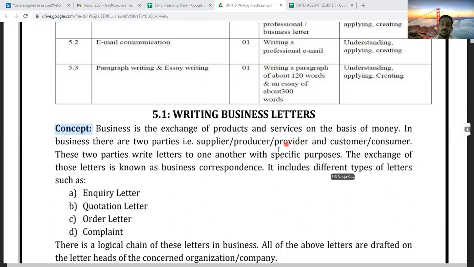And these two parties, when roll number 13, Rutuja, what are you doing?